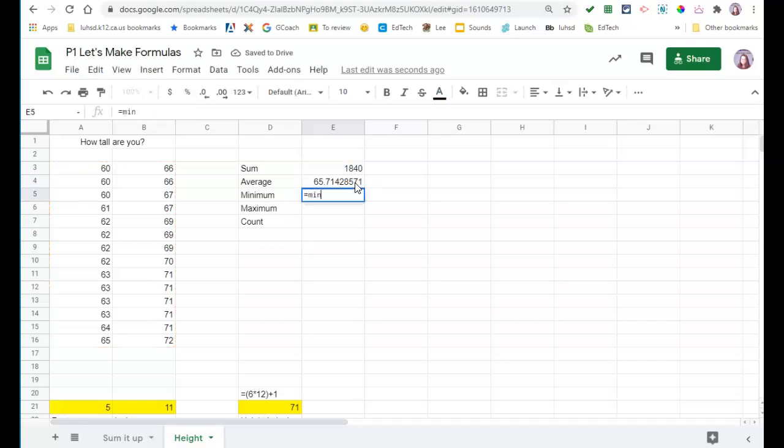equals, minimum, A3, colon, B16. Again, equals, maximum, parentheses. Again, I can click, hold down the shift to select those cells, close the parentheses. Equals, count, A3 through B16.